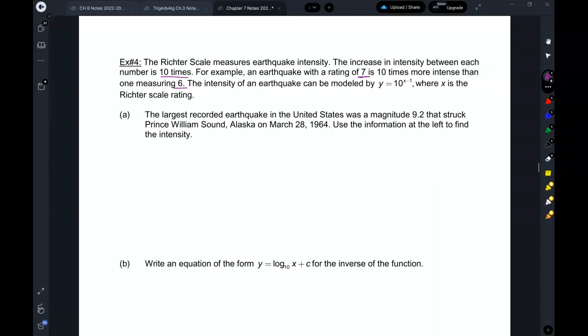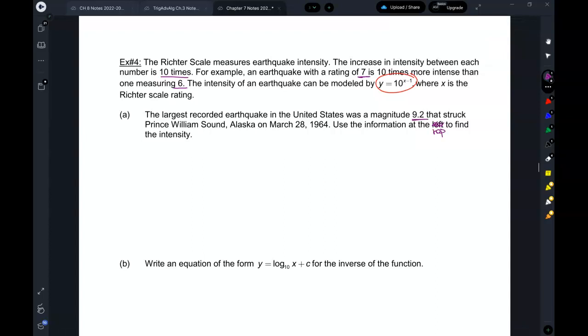So, the intensity of an earthquake can be modeled by this, where X is the Richter scale rating. The largest recorded earthquake in the United States was a magnitude 9.2. That struck Prince William Sound, Alaska, in 1964. So this should say use the information at the top to find the intensity.